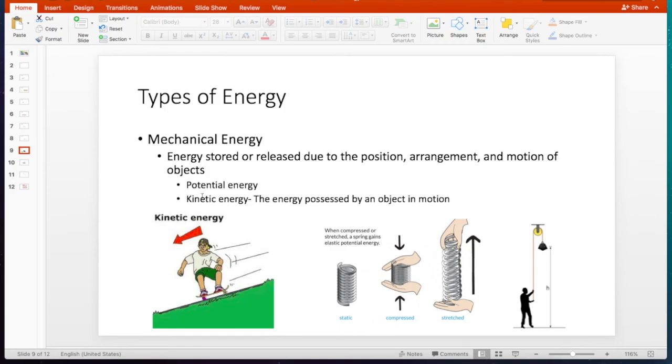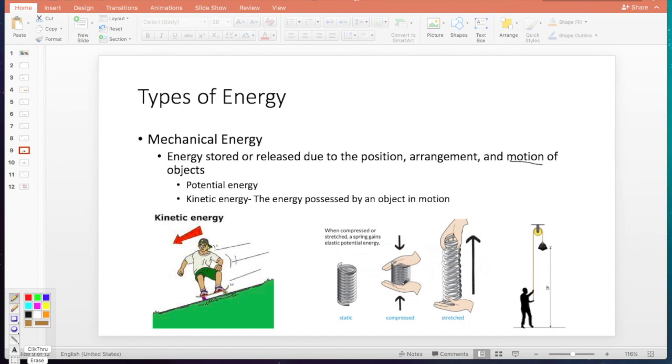And there's also kinetic energy. This is the energy of things that are moving. So again, mechanical energy is all about the position, arrangement, and motion of objects. Kinetic energy is the energy that a moving object possesses. This radical skateboarder flying down the hill.